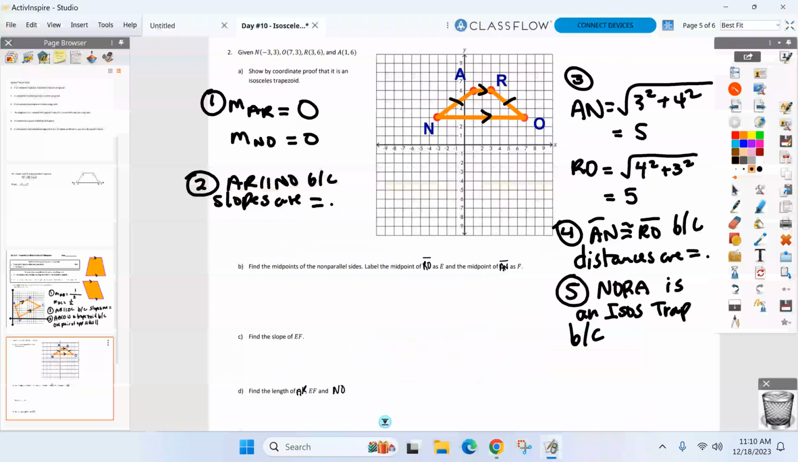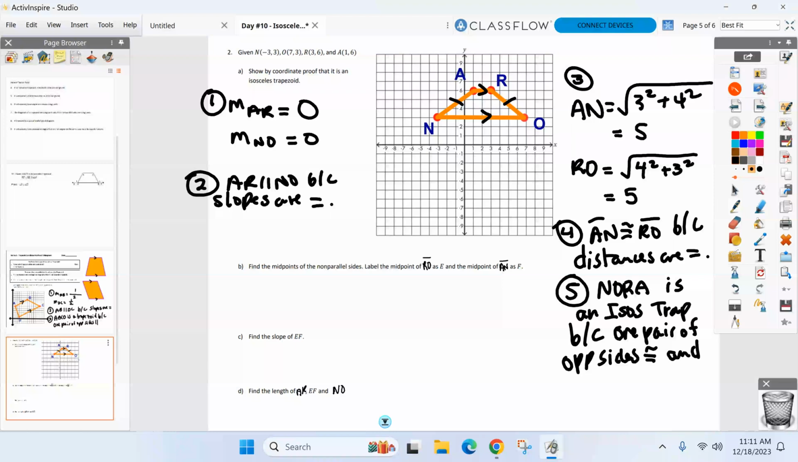Because one pair of opposite sides are parallel and one pair of opposite sides are congruent. Yes, I would just like to say the other pair is congruent. So because one pair of opposite sides are congruent, and you can say non-parallel sides. You can say the legs, whatever you want to refer to them as.